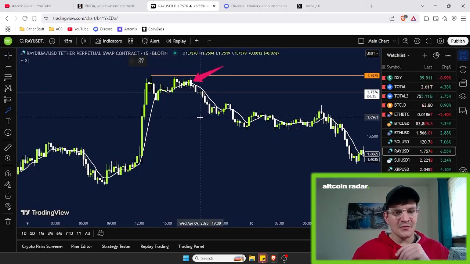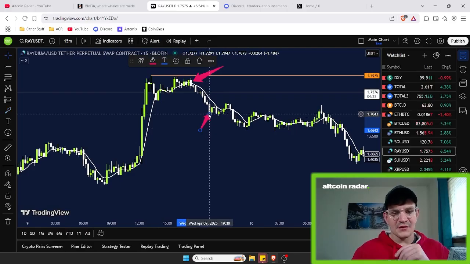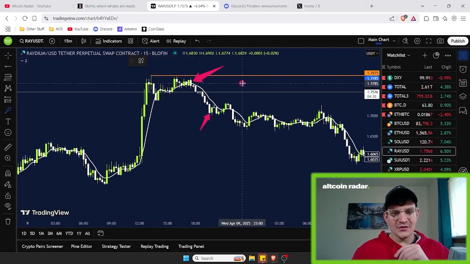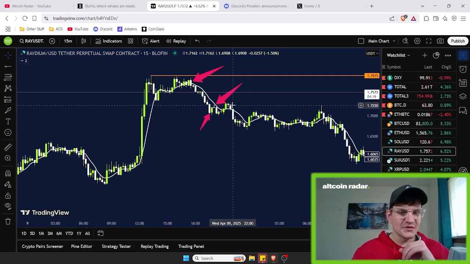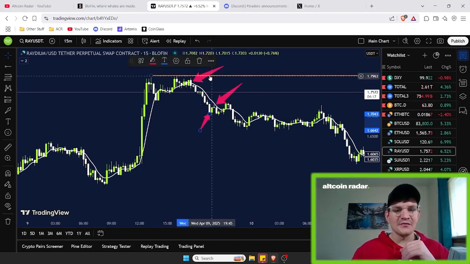Let me go ahead and get my arrow marker. From this candle right here to the moving average right here, you can see that there's a very large gap between the candle and the moving average itself. That tells me that we're probably going to have a little bit of a reversal soon, and I should probably get out of this position here.